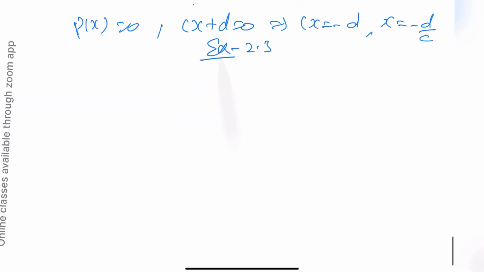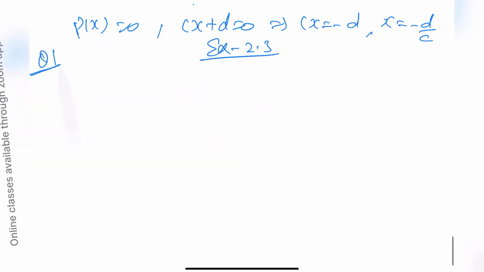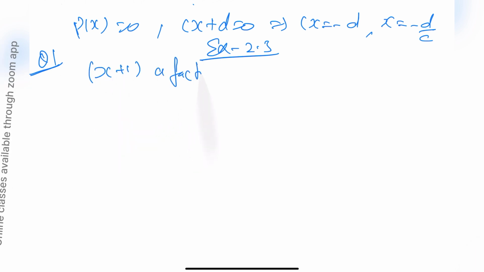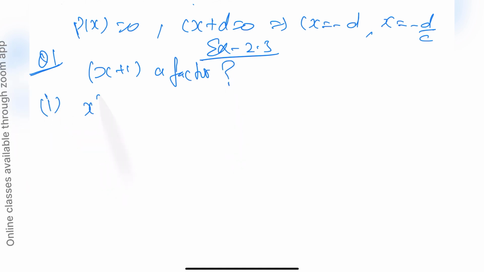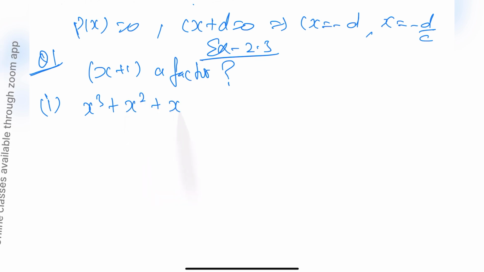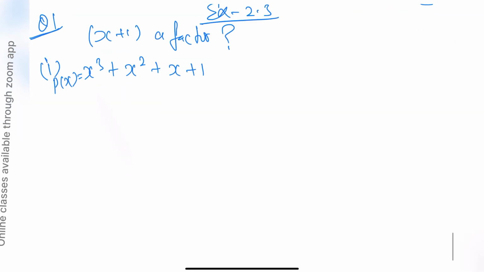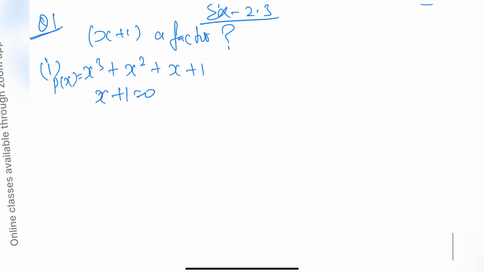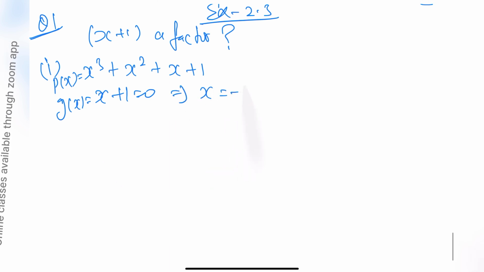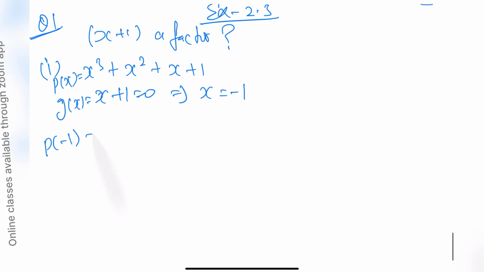The next exercise is exercise 2.3. First question is determine whether the following polynomial has x plus 1 as a factor. We have to check for each part that x plus 1 is a factor. So first part is x cube plus x square plus x plus 1. It means this is a polynomial of x. So p of x is equal to x cube plus x square plus x plus 1. Now we have to check x plus 1 is a factor. So put x plus 1 is equal to 0. Consider this as 0 of x. Now putting this equal to 0, we got x is equal to minus 1.